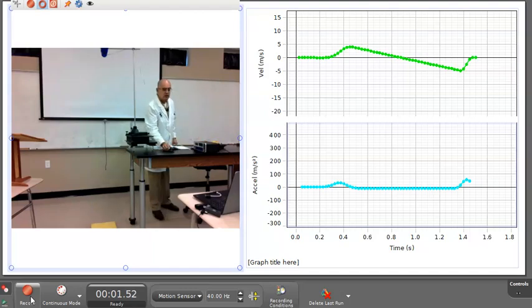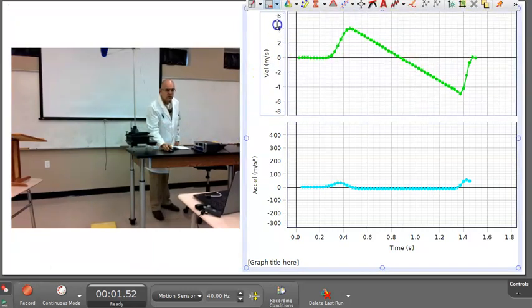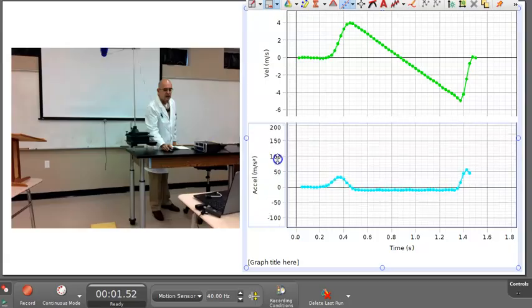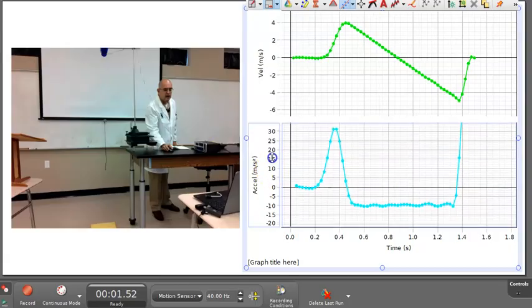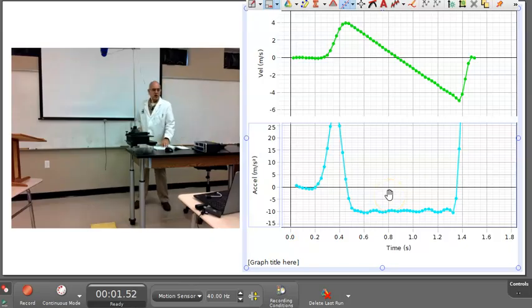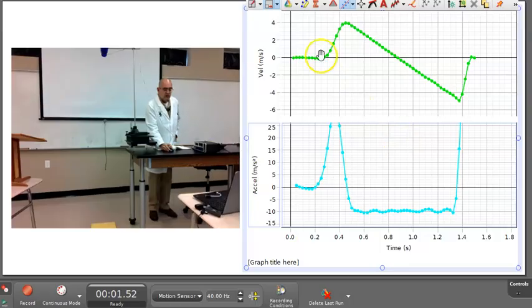Well, let's take a look at the velocity graph. You see on the velocity graph, we have that nice slope right here. So that's a good velocity graph. Let's go ahead and zoom in, and we've got a really good acceleration graph as well. Okay, so let me go ahead and identify the points. This point right here, it's standing still. This is when I'm tossing the ball upward.